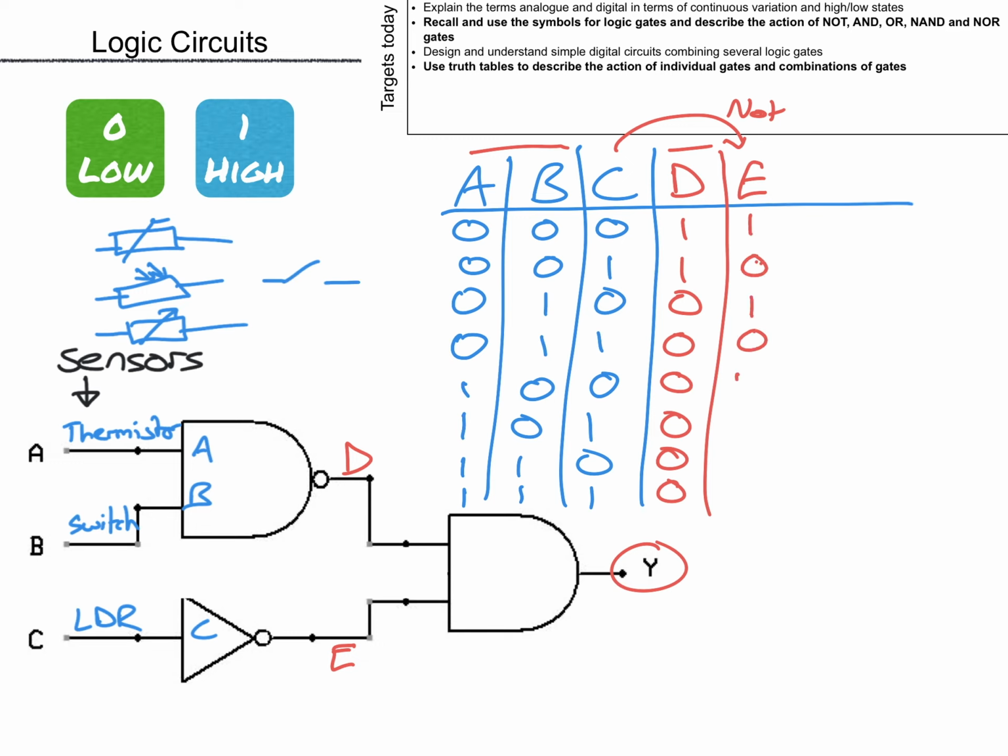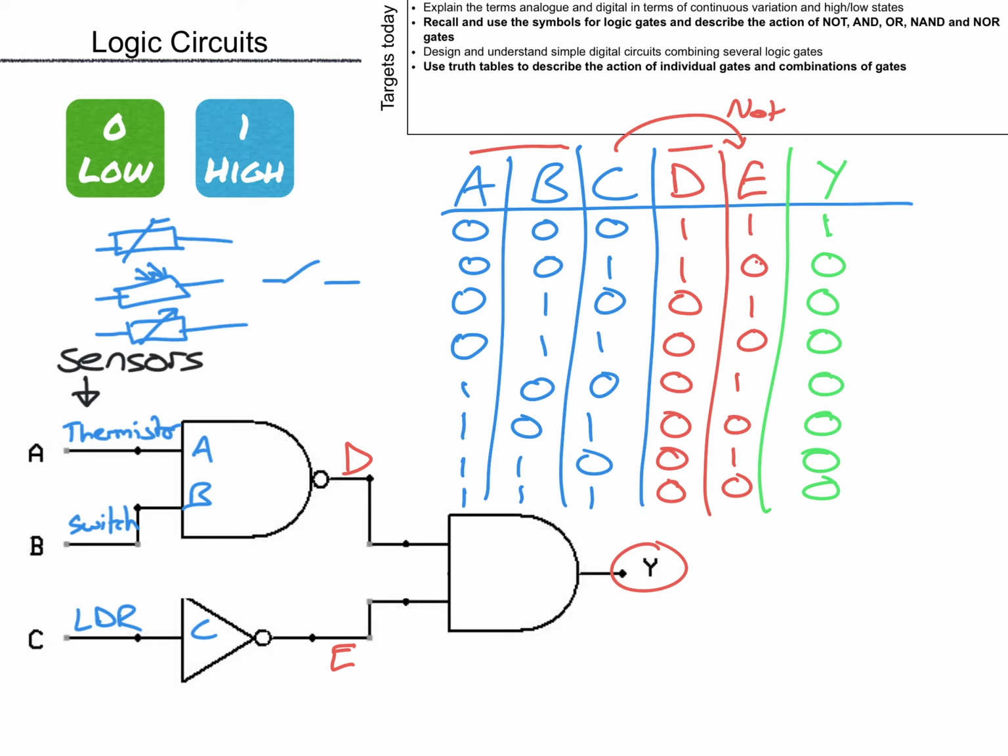And finally, we have D and E. So 1 and 1 is 1, 1 and 0 is 0, 0 and anything is going to be 0, so I can just fill in the rest. So what does this do? I'm going to add some little indicators onto the table to help me keep track. This is not that hard, but it does need some good mental organization sometimes.